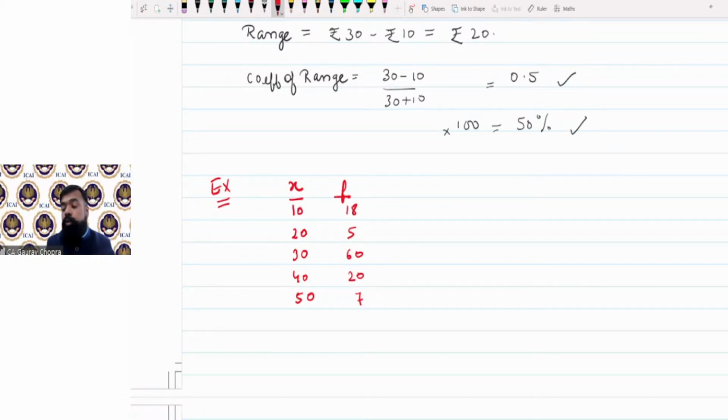Now you have to answer what is the value of range. Now this time you have to find out the value of range. So what is the highest value and what is the lowest value? This time you have to answer.